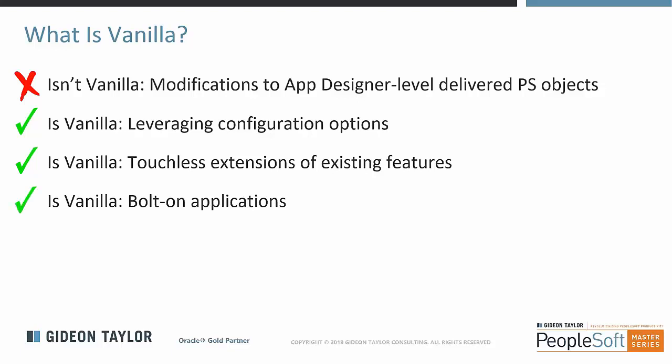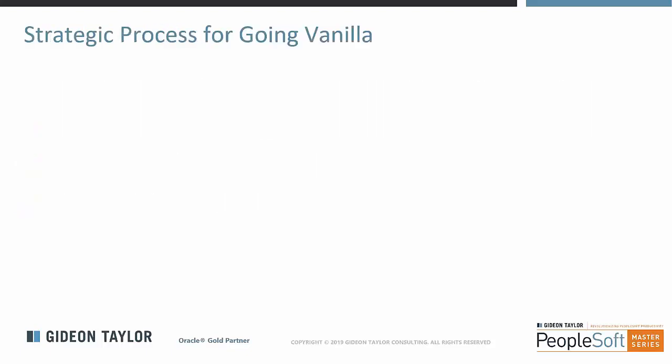So you can consider a bolt-on application means it's in PeopleSoft, it's in the same database, but it does not modify the existing delivered objects. So that is still a vanilla strategy and one that we leverage all the time and that our product really is an example of. So here's a quick overview of a strategy to go vanilla.